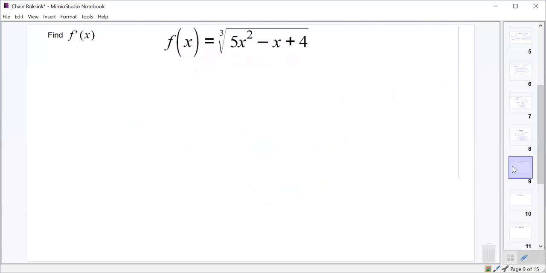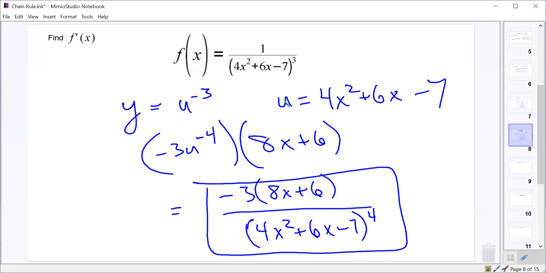All right, let's see. Yeah, I feel like that's a good place to stop. We will stop there and pick up tomorrow, finishing up the chain rule.